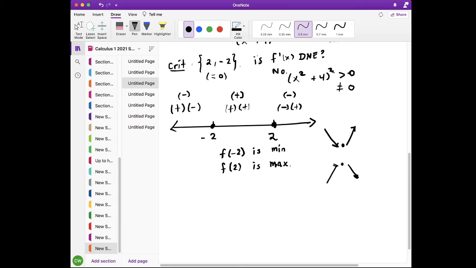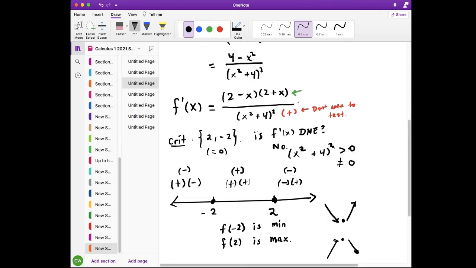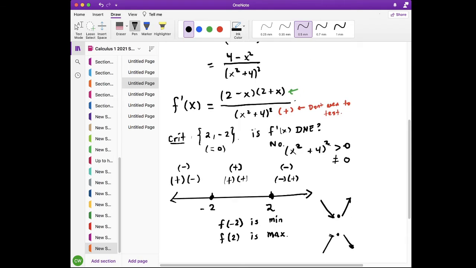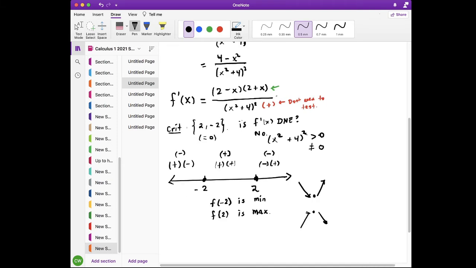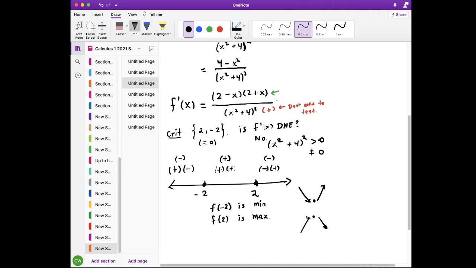Okay, so questions on using the first derivative test? Okay, so for the sake of argument, just to see why the first derivative test is nice in this case, let's just try the second derivative test. So I'm going to write out the first derivative.